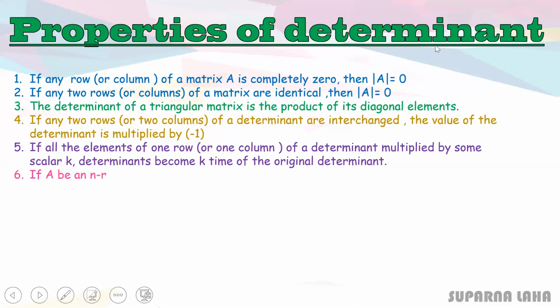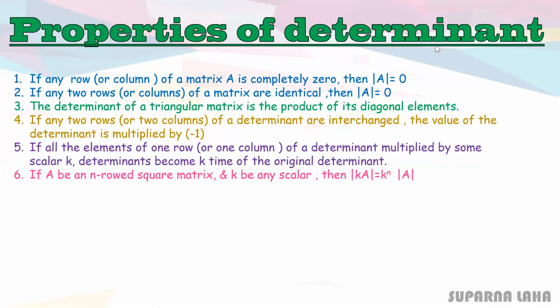Moving to the next, if A is an n-row square matrix and k is a scalar, then the determinant of kA is given by k to the power n times the determinant of A. Now look at number 5 and number 6, they are different. Here I am multiplying just one row or column of the determinant by the scalar. And here I am taking the matrix A and multiplying this matrix by k. That means all the elements of this matrix we need to multiply by k.